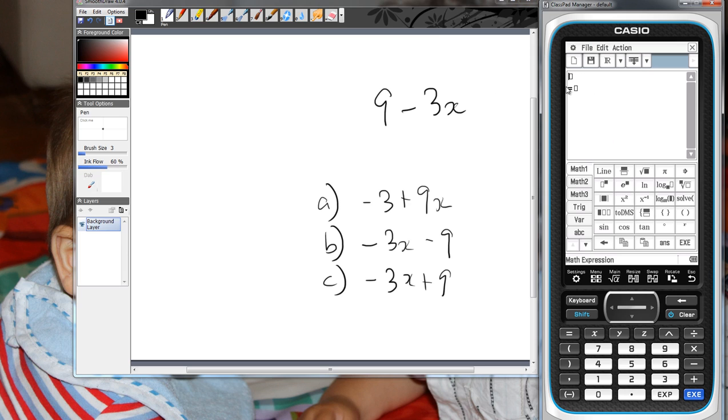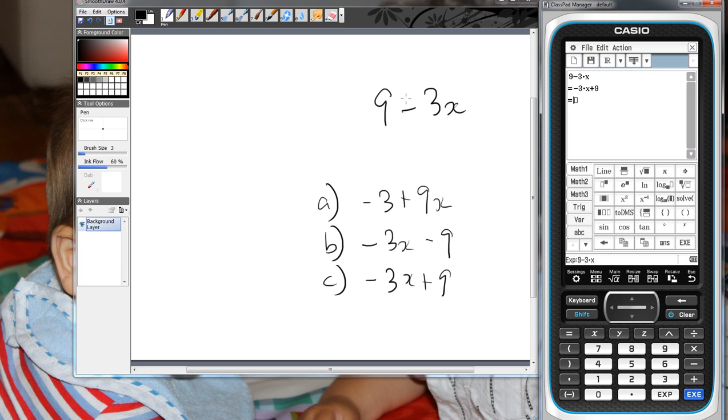Okay, so what you could possibly do with this is test out your answer against the ones that are down below. So 9 take 3x is your suggestion of an answer, and you can actually plug in the answers down below just to see which one matches yours. So if I typed in negative 3 plus 9x, I'd be hoping that it will tell me it's not equivalent. Then I could type in the second one, negative 3x take 9. Again, not equivalent, so we're hoping that our last one is our one, negative 3x plus 9, and that's equivalent.